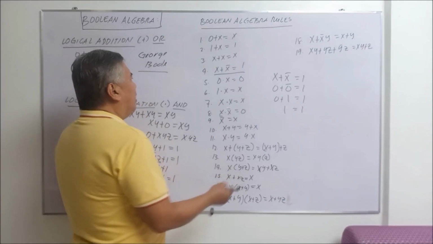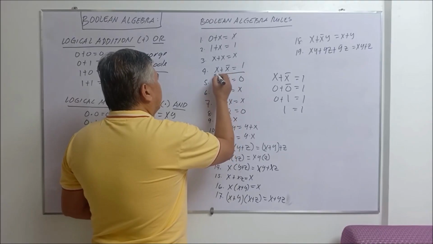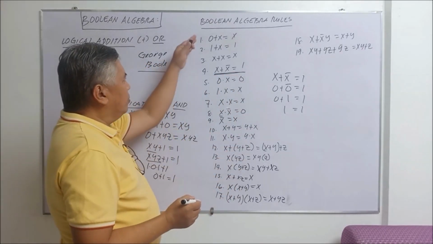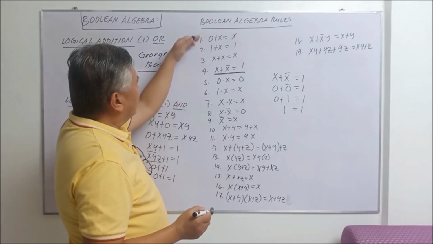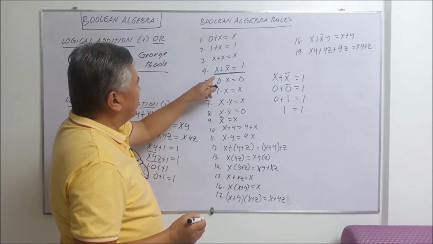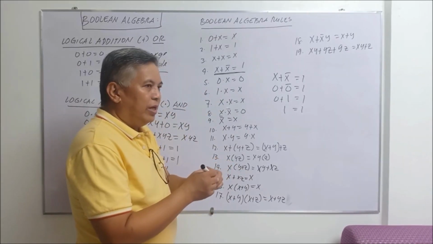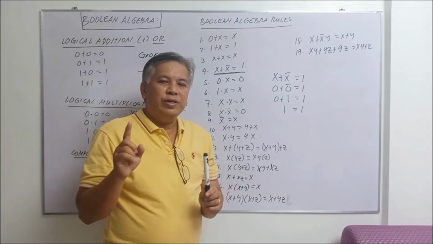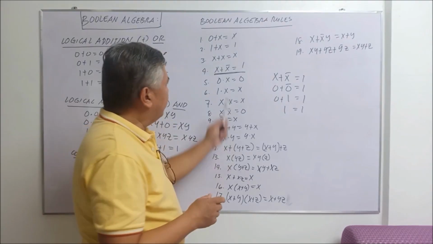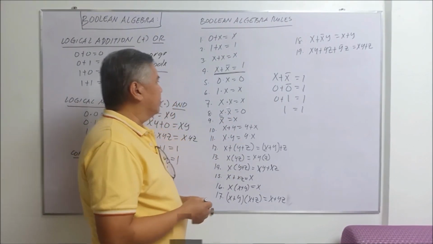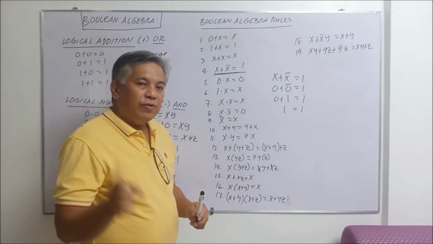So, okay, I will underline the numbers here which can be used only for a single variable. Those rules here without an underline means that it can be used for a single variable or variables. But if it is underlined, that is only used for a single variable.